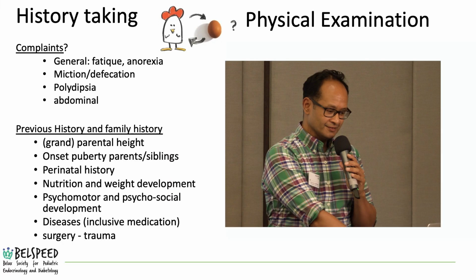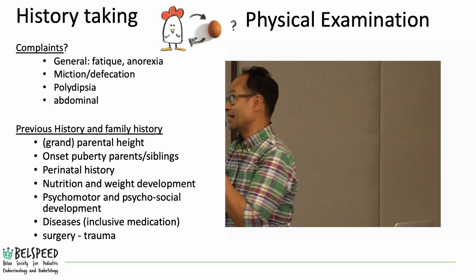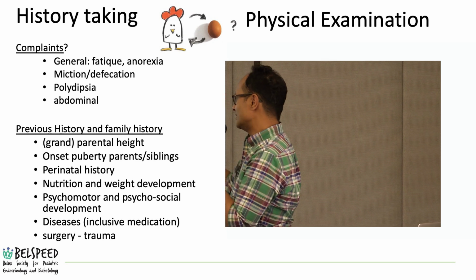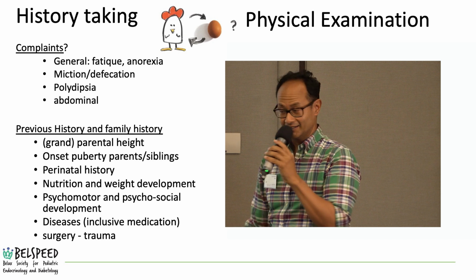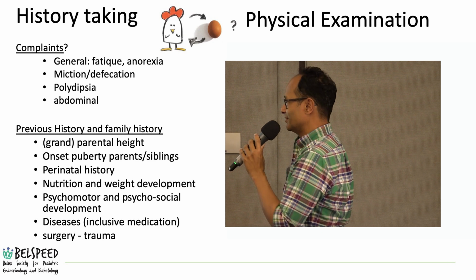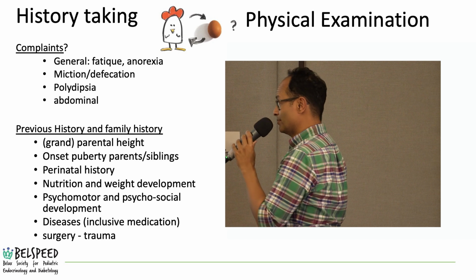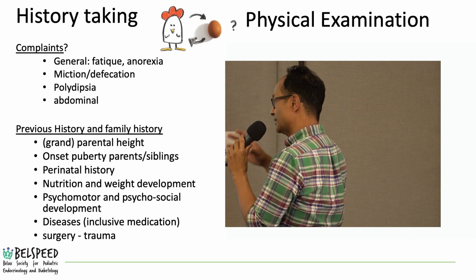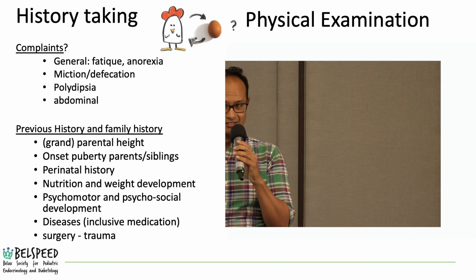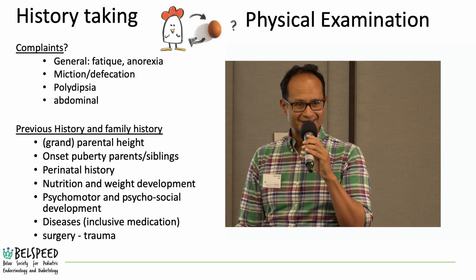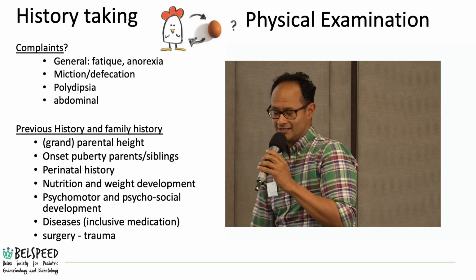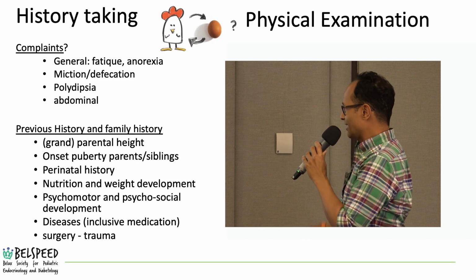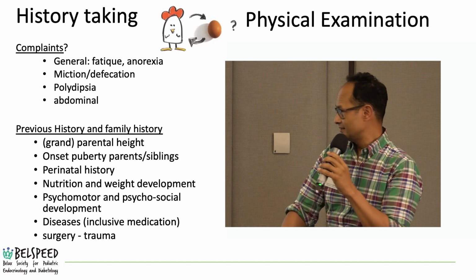But also the previous history and the family history is important. So what is the grandparental height? So not only the height of the parents, but the height of the grandparents. What's the onset of puberty of the parents or siblings? Perinatal history: was the child born small for gestational age or not, or even large for gestational age with short parents? How is the nutrition and weight development?